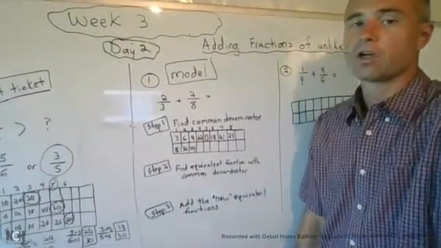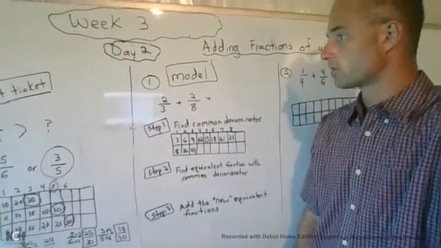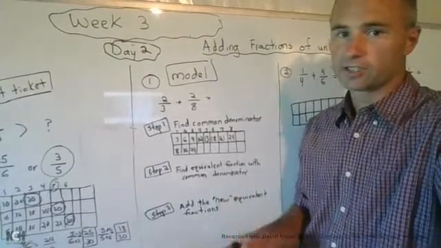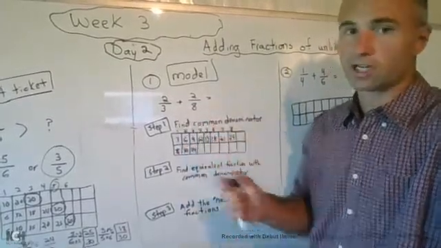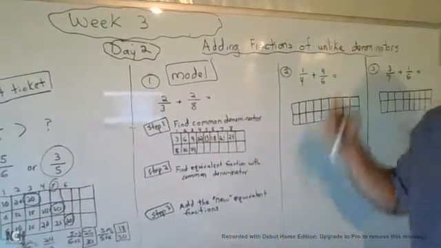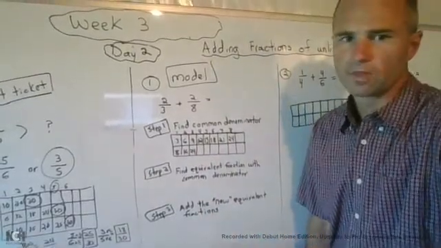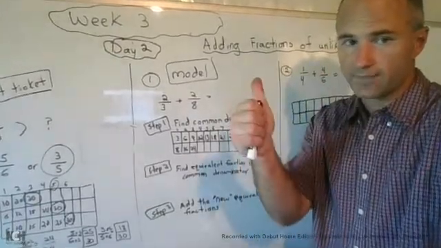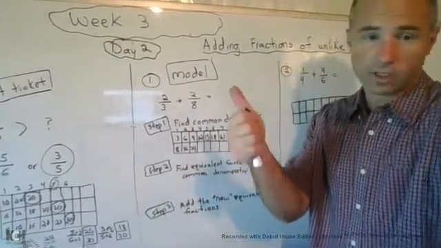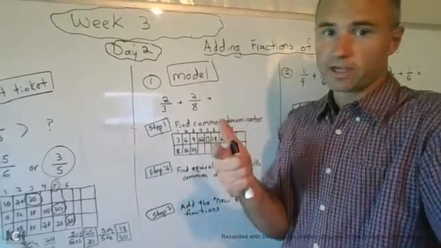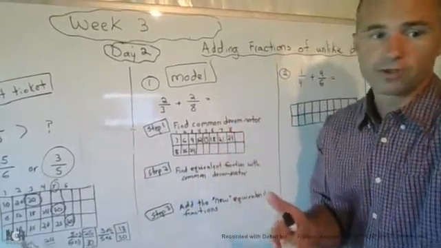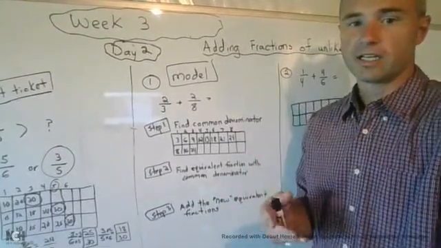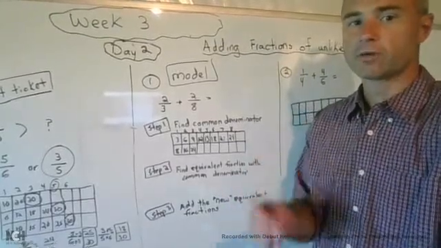Okay. So let's move on to number 1. We have 2/3 and we're adding 2/8 today. So we're adding fractions with different denominators, or unlike denominators. The steps we're going to take to do that: step 1, find the common denominator, which we're used to doing. Step 2, find the equivalent fractions with those common denominators. Step 3, then you add those new equivalent fractions.